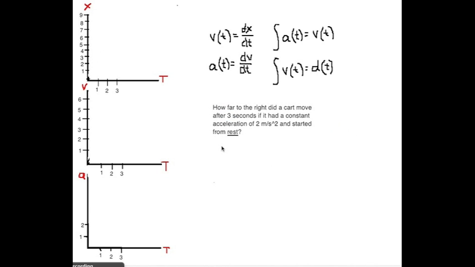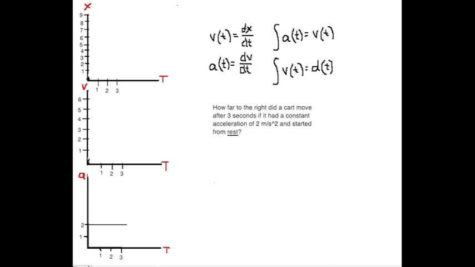The next thing we're going to do is discuss another way of finding the velocity and position at any given point. So the other way is using definite integrals or also area under the curve. It's basically the same thing. So the question again is the same question. How far to the right did a cart move after 3 seconds if it had a constant acceleration of 2 meters per second squared and started from rest? So you know that the graph of acceleration is straight again, right?